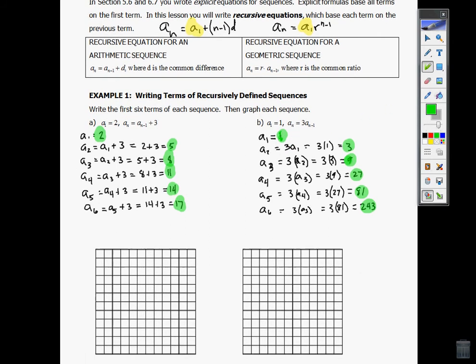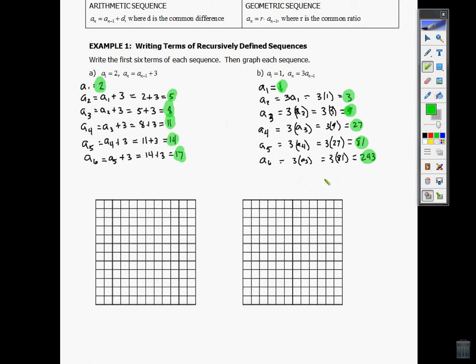Now let's take a look at what these look like graphed. So here I have an arithmetic sequence. So we should be able to think, I know arithmetic sequence relates to linear, so when I graph these points, I should get a line. And here in B, I'm looking at a geometric sequence, so I should be looking at some sort of exponential curve. Alright, so I've marked these and scaled them appropriately.